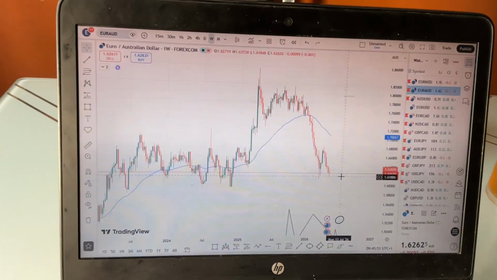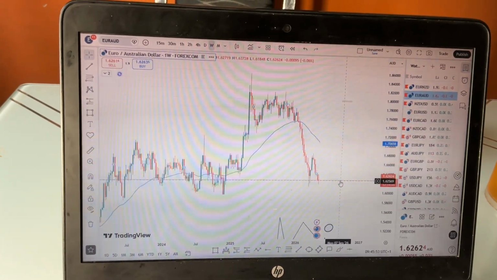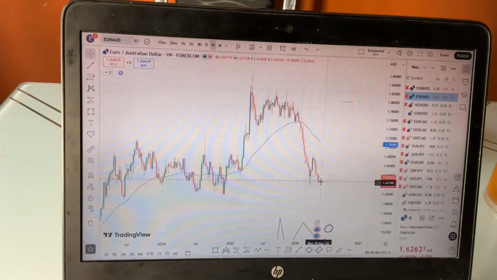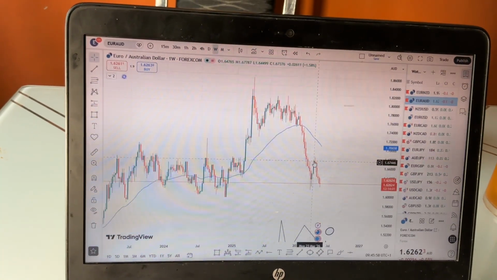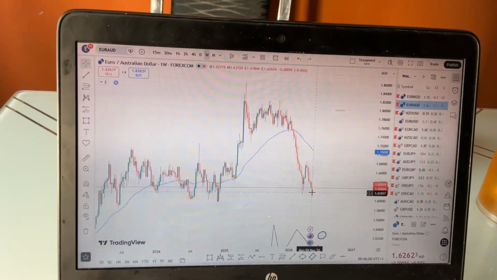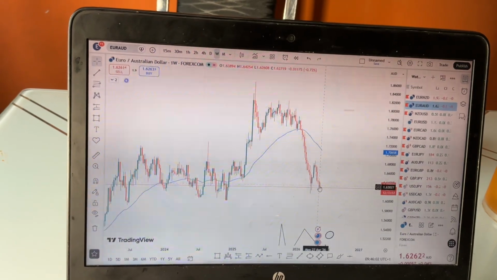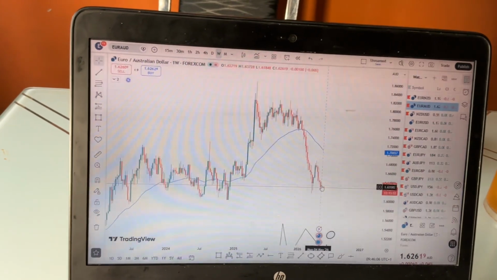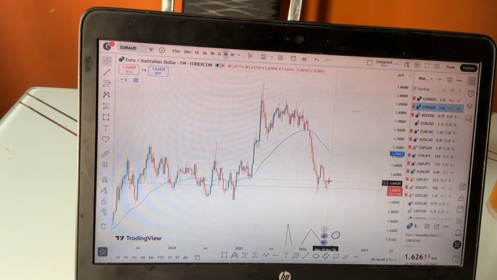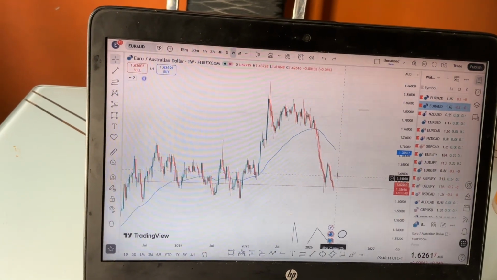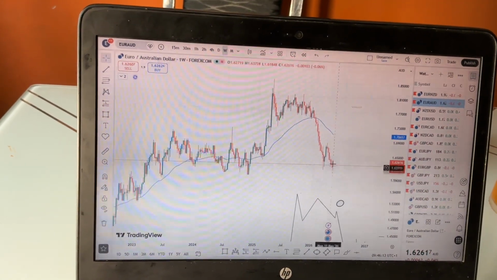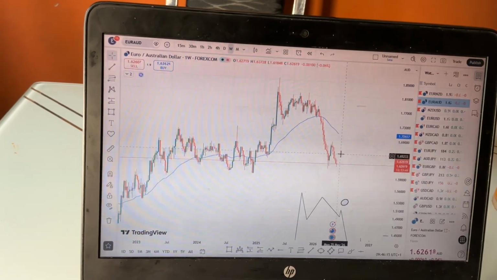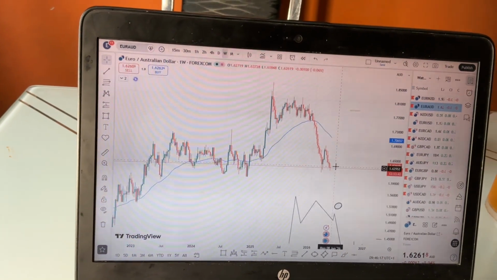Now, on the weekly time frame, we can clearly see the market is at a support level, which is at a low. It is at a low, and we can't sell at a low. We need a retracement, a pullback to our resistance level for us to take the trade to the downside. Are you getting me? We need a pullback, a retracement to our resistance level for us to take the trade to the downside.